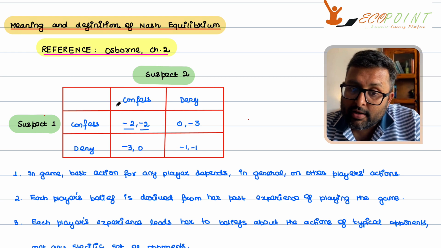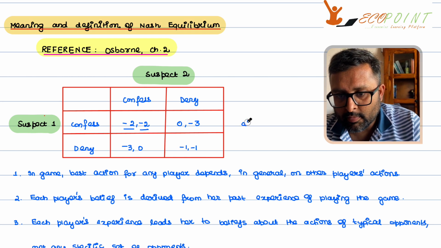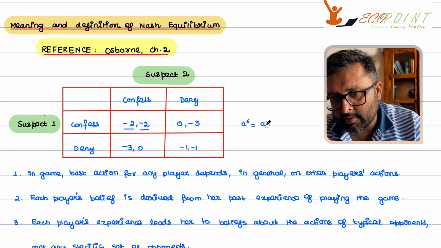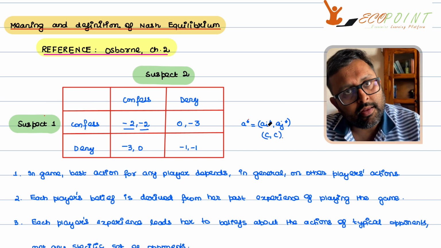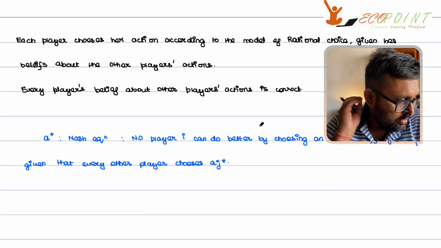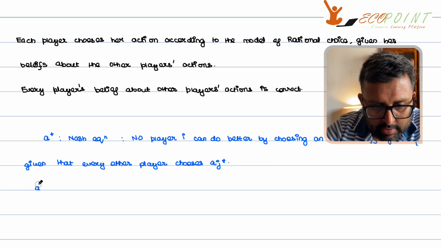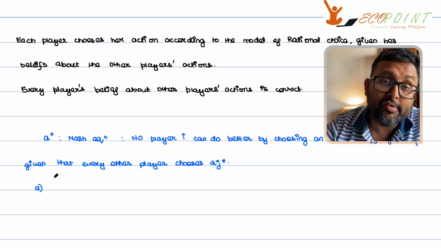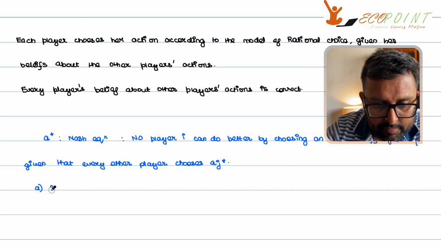And confess is A star. A star is like this: a_i star, a_j star, and in our example, it is confess. Okay? I am player i, you guys are player j. Okay. This is going to be a Nash equilibrium. A star is going to be a Nash equilibrium if everyone adheres to it and no individual wishes to deviate from it.